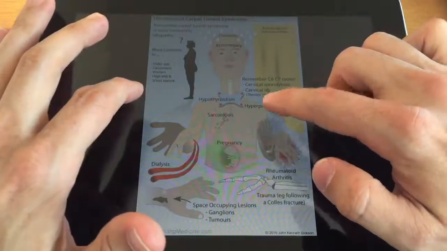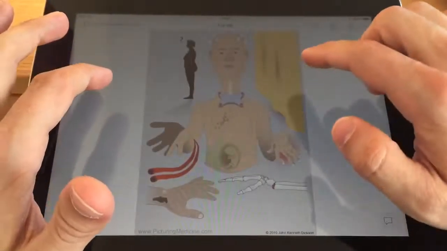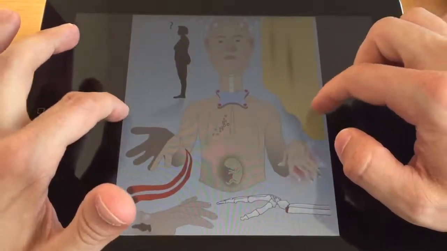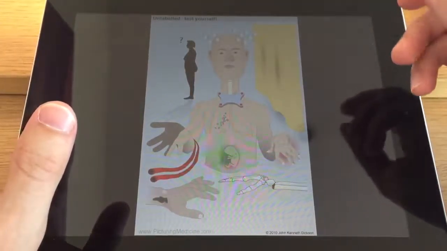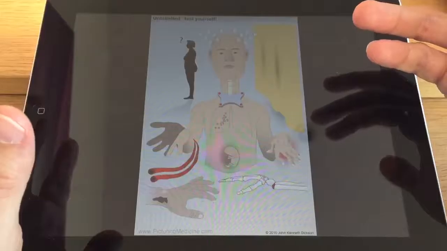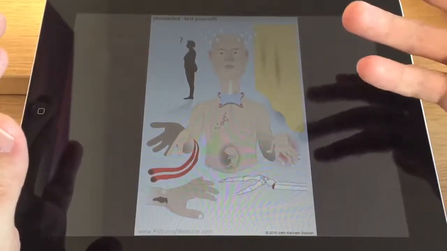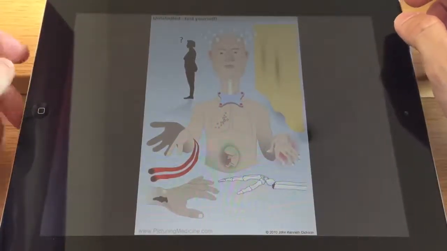So there you go, a very stark image there that hopefully helps you to recall the causes of carpal tunnel syndrome. Use the unlabeled image to really help with your recall and picture that in your mind's eye to recall that information and empower you with that knowledge.